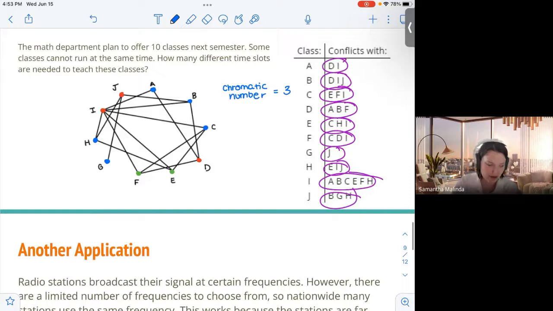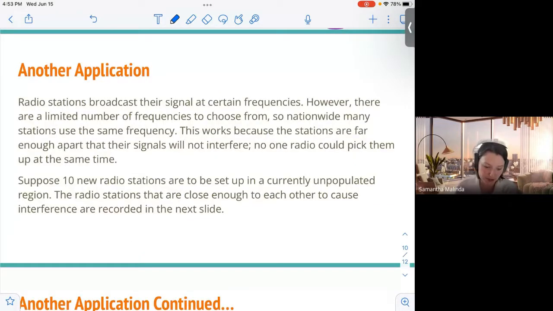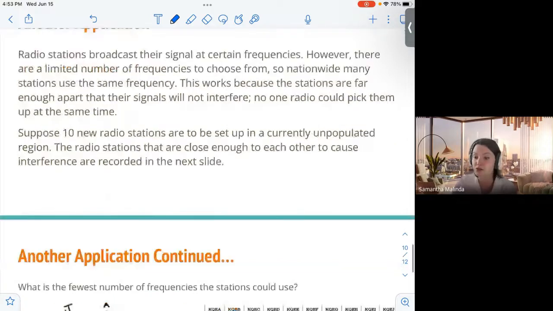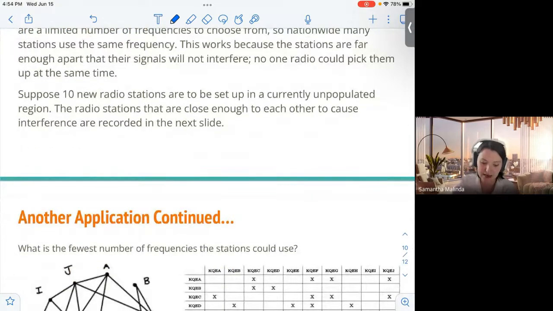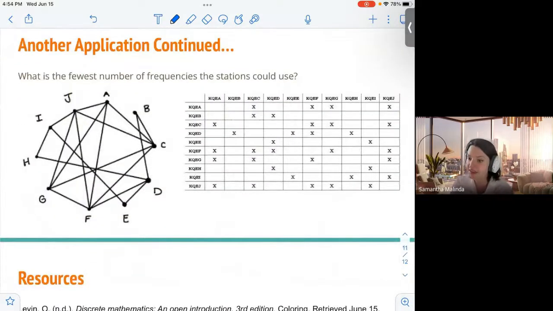All right, here's another application. A radio station broadcasts their signal at certain frequencies. However, there are a limited number of frequencies to choose from. So nationwide, many stations use the same frequencies. This works because the stations are far apart and their signals will not interfere. So suppose we have 10 new radio stations set up in a certain unpopulated region and are close enough to each other to cause interference. So here are the interferences that you might see.